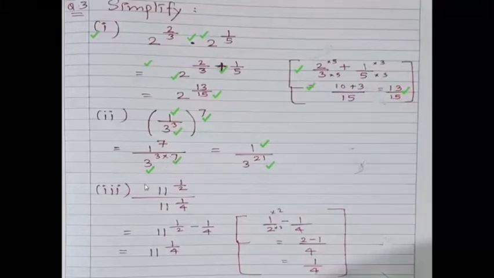Let us take one last question for understanding the operation of real numbers. The question over here is 11 raised to the power 1 upon 2 upon 11 raised to the power 1 upon 4. If you correctly read the question, it could be read as 11 raised to the power 1 upon 2 divided by 11 raised to the power 1 upon 4. As in the first case, in the third sum also, the base is the same. Here, the base is 11.